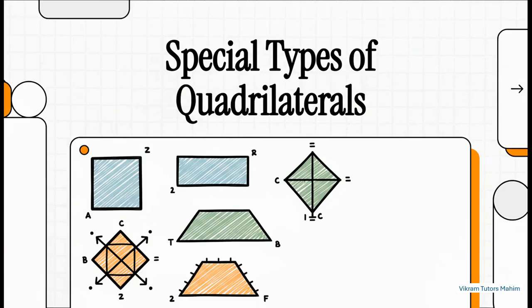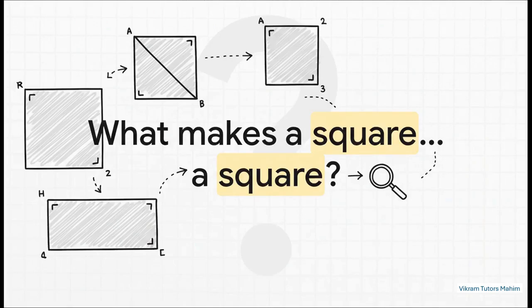So let's dive into some geometry. We're going to explore something you see every single day, but maybe don't think about all that much: the special types of quadrilaterals. Okay, let's start with a shape we all know, right? The square. But have you ever really stopped to think about what makes a square, well, a square? I mean, what are the specific rules that make it different from, say, a rectangle or any other four-sided shape?